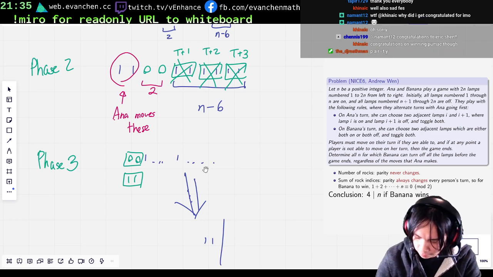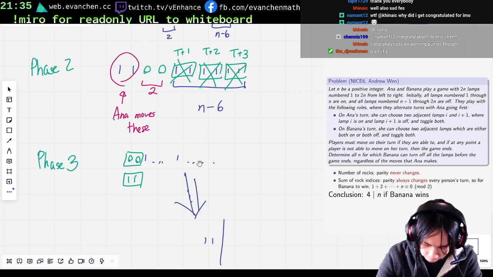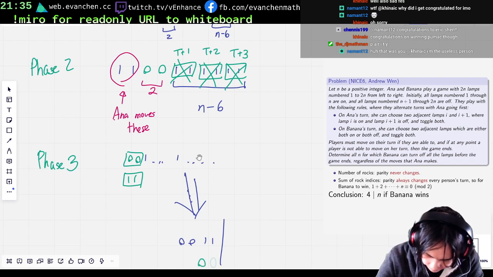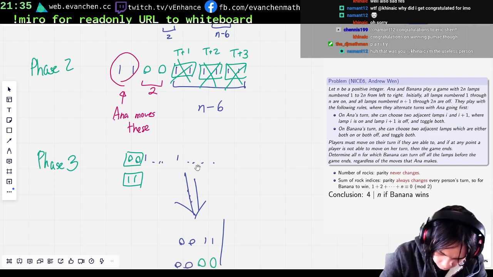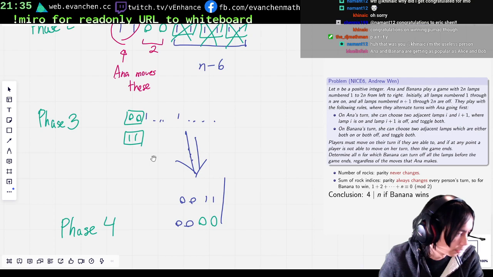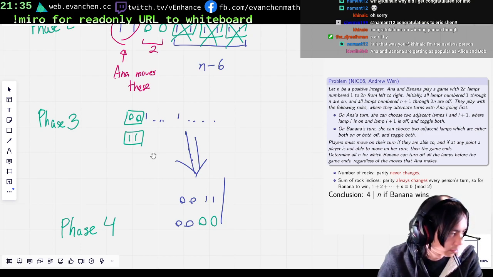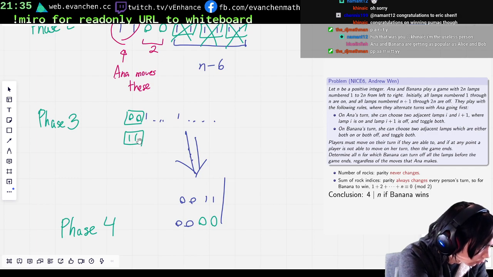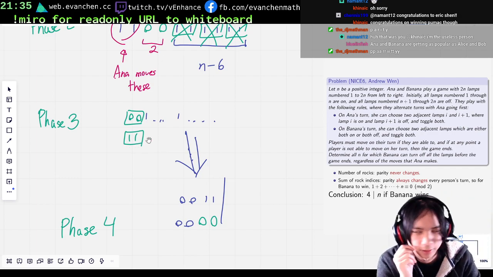Okay. And now, again, for parity reasons, this will happen with a 0, 0 here. So finally, Banana can remove them. So I call this phase 4, but it's really one step. It's just remove the last 2 things, and it's fine. So this is the algorithm.